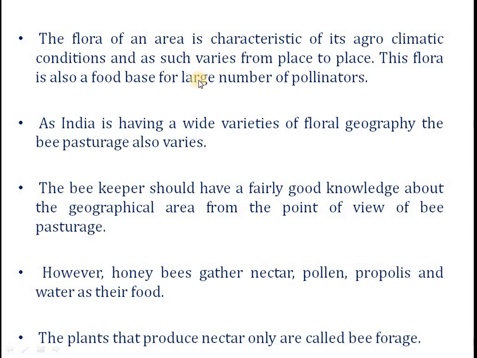The flora of an area is a characteristic of its agroclimatic conditions and as such varies from place to place. This flora is also called a food base for a large number of pollinators. When we place the sites of the hive, we have to know the flora found in nearby places. As India has a wide variety of flora and geography, the pasturage also varies.